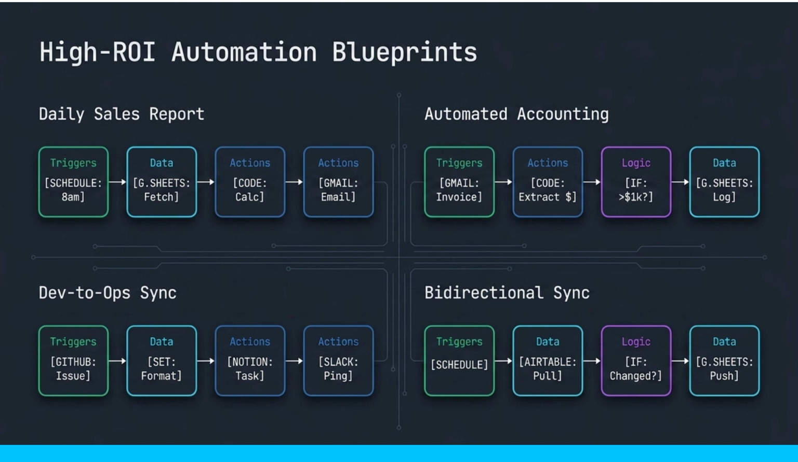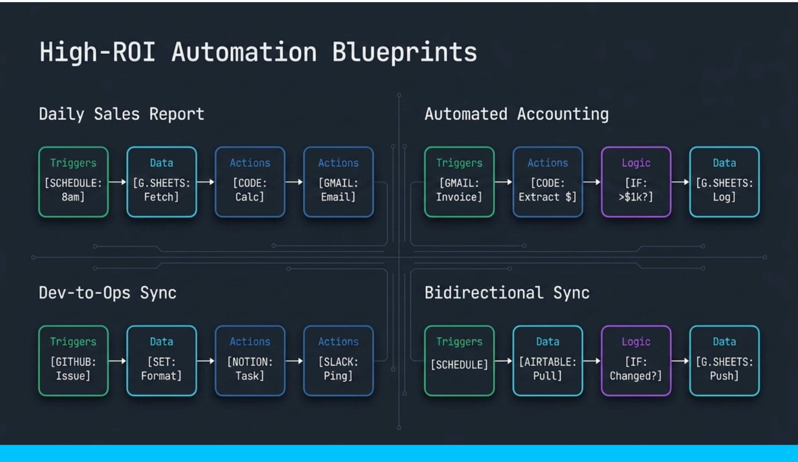4 blueprints you can build this week. Daily sales reports. A schedule trigger at 8 a.m. and 8:10 fetches yesterday's data, generates totals, emails a report to leadership. 0 human effort every morning. Automated accounting. Gmail watches for invoice emails, extracts the amount, routes high-value invoices for review, logs everything to your spreadsheet.